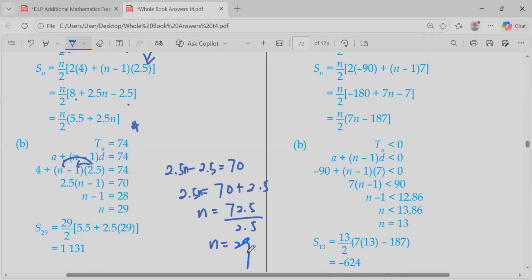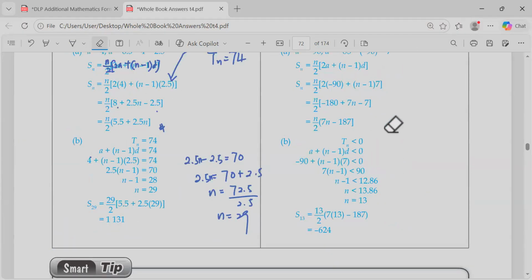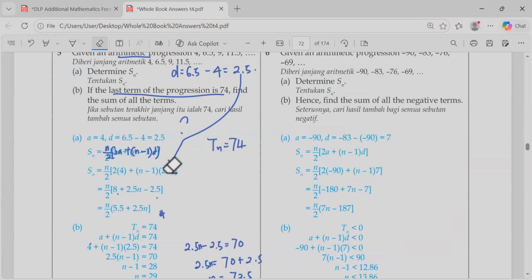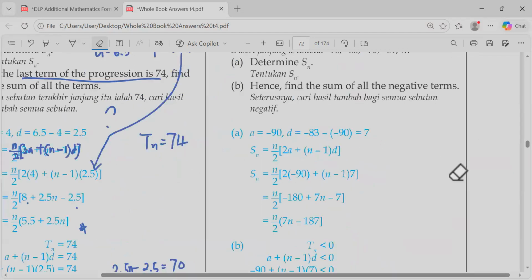The answer is still 29. Or you don't need to expand. You move the 4 to here and then divide by 2.5. First, divide by 2.5 and then get the n, it's up to you. After you get the n, substitute the n inside. You can see it keeps repeating the same thing. Okay? Repeat it.